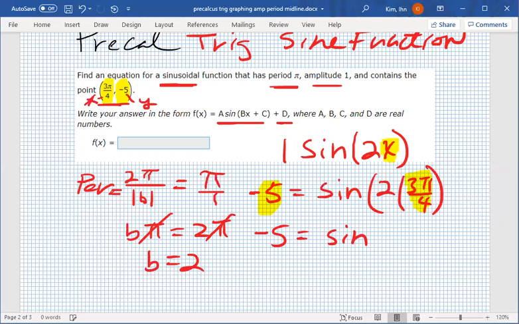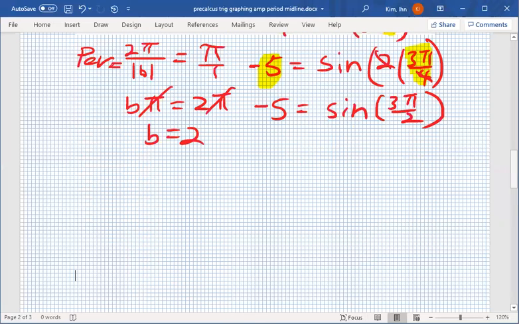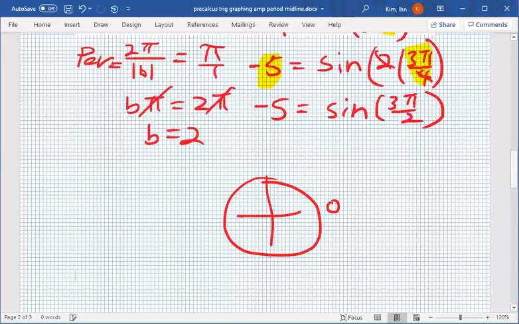And when I multiply this out, these two cancel out, so we get 3 pi over 2. Now go back to your unit circle. I'm going to move down a little bit, I need more space. You have a unit circle right there, and you have 0, pi over 2, pi, and 3 pi over 2. So right there is going to be 0, comma, -1.